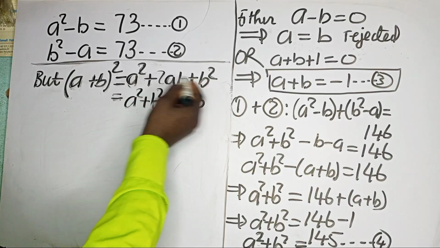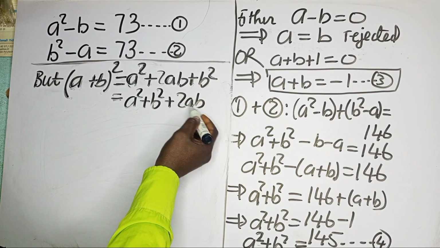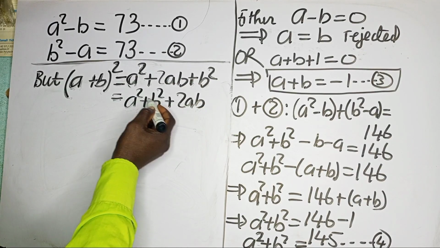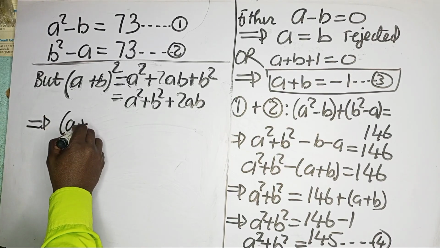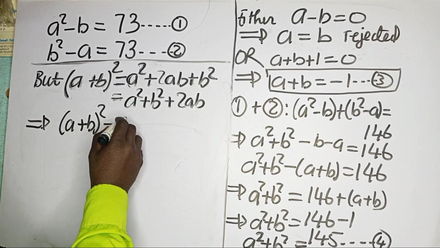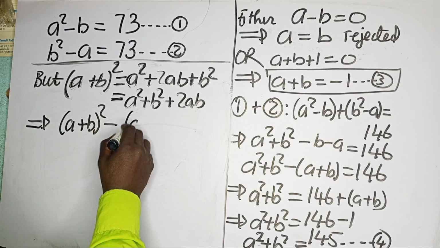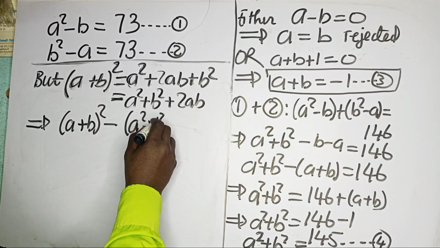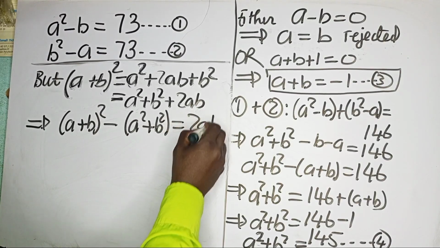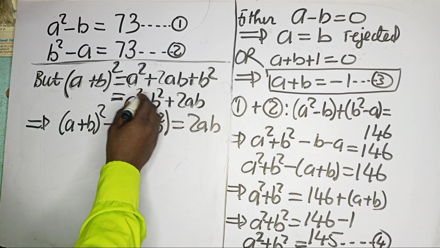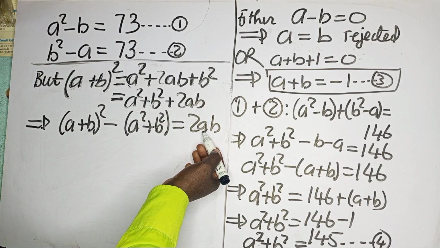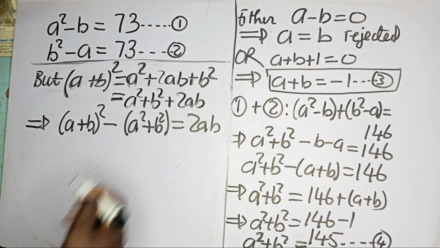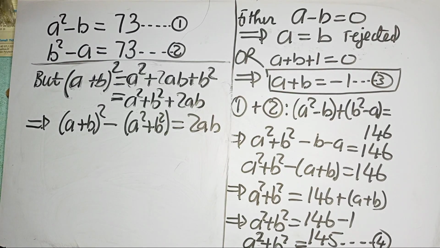So this is also written as such, but we want to get AB, so we'll take this one from the right hand side to the left hand side. So we'll get a plus b all squared minus a squared plus b squared will give us 2ab. We'll just simply carry this one from the right hand side to the left hand side. So we are getting to our product AB that we need for product of roots.